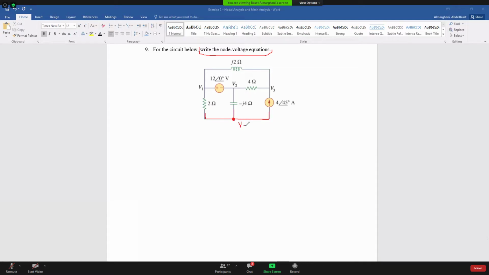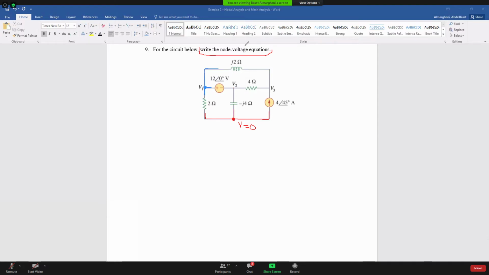V0. Then this is a node called V1. This is a node called V2. I'm going to use different colors for them. So this one, this node is V1. Everything connected to it will have the same voltage. 3 branches are connected to this node.